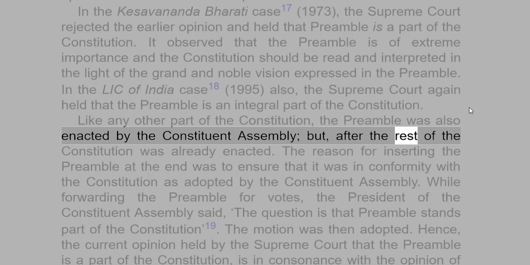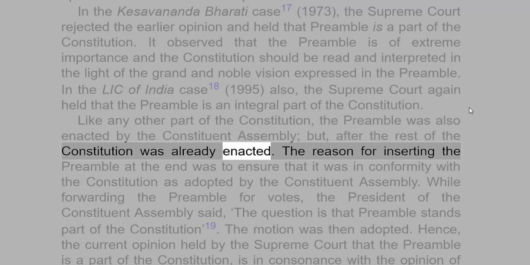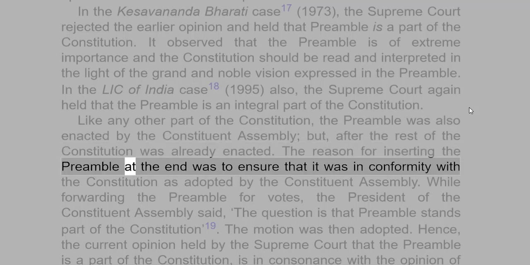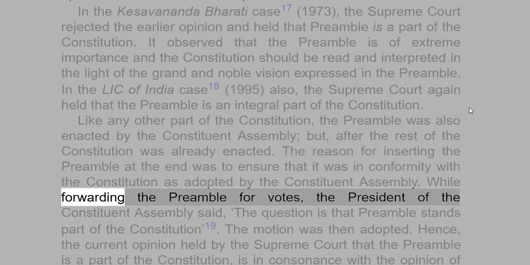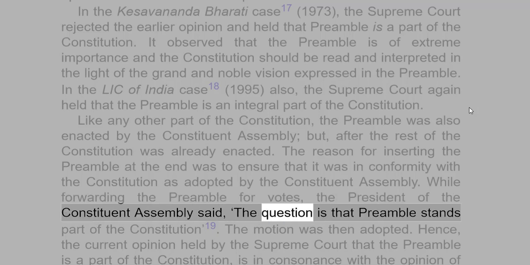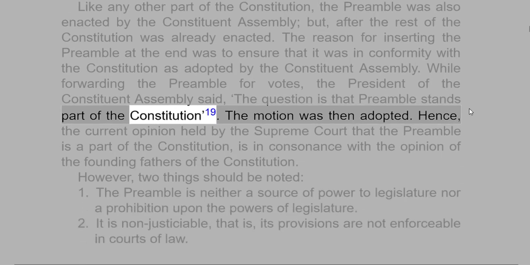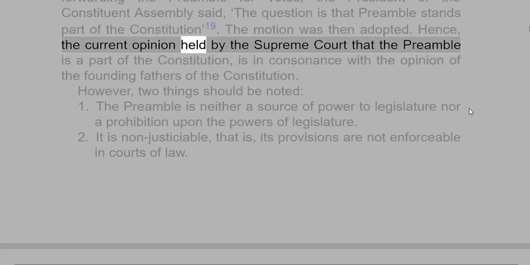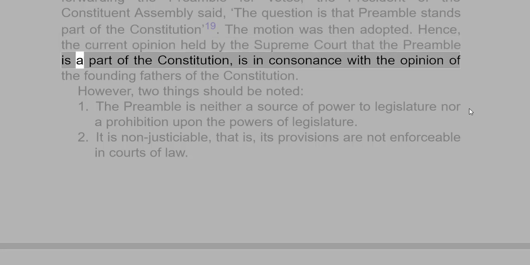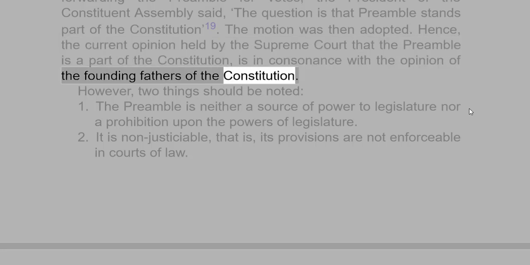Like any other part of the Constitution, the preamble was also enacted by the Constituent Assembly, but after the rest of the Constitution was already enacted. The reason for inserting the preamble at the end was to ensure that it was in conformity with the Constitution as adopted by the Constituent Assembly. While forwarding the preamble for votes, the President of the Constituent Assembly said, "The question is that preamble stands part of the Constitution." The motion was then adopted. Hence, the current opinion held by the Supreme Court that the preamble is a part of the Constitution is in consonance with the opinion of the founding fathers of the Constitution.